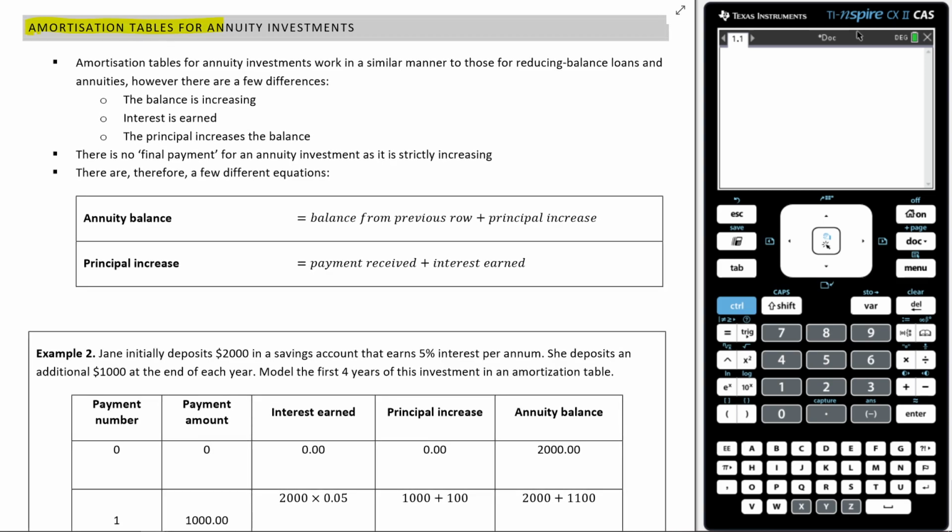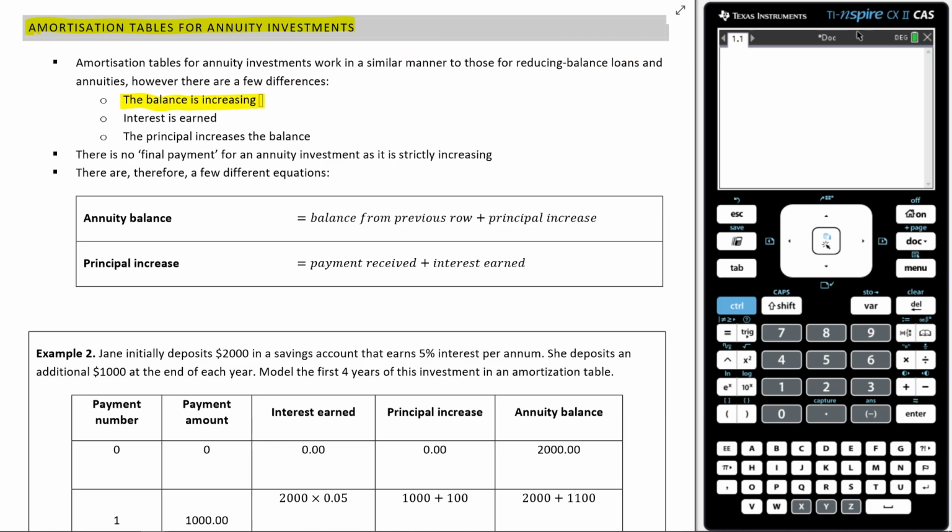Right now, we're talking about amortization tables for annuity investments. So let's give this a crack. Amortization tables for annuity investments work in a similar manner to those for reducing balance loans and annuities. However, there are a few differences.